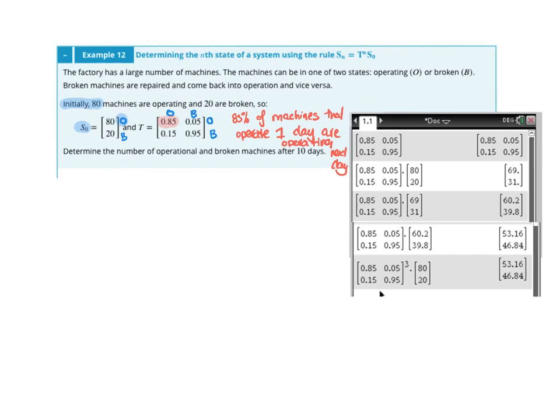Okay, so if you look, they want to determine the number of operating and broken machines after 10 days. So really they want state 10, so we're going to go find that. State 10 equals our transition to the power of 10 times S0. I've looked there and I know that the 10 and 0 add up to that 10. So we do the transition to the power of 10 and we would get our answer.